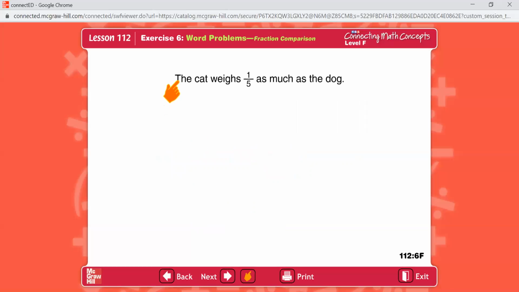This sentence reads, the cat weighs 1/5 as much as the dog. You learn to write equations for sentences like this one. The sentence names cats first. The cat weighs, meaning C equals. What goes after the equal sign is the rest of the sentence: 1/5 as much as the dog. 1/5 D. C equals 1/5 D.